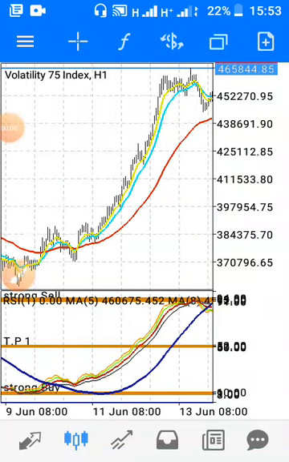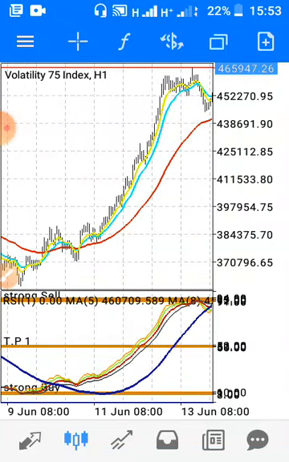I'm showing you how to trade volatility, because a lot of you have been asking how to trade volatility and how to go about it. So the strategy I use is very simple yet very effective, and I usually trade in the 1 hour time frame. I usually trade volatility 75 and 25, although you can use it on other types of volatilities like 10, 100, and 50, and so on. And you can also use other time frames.